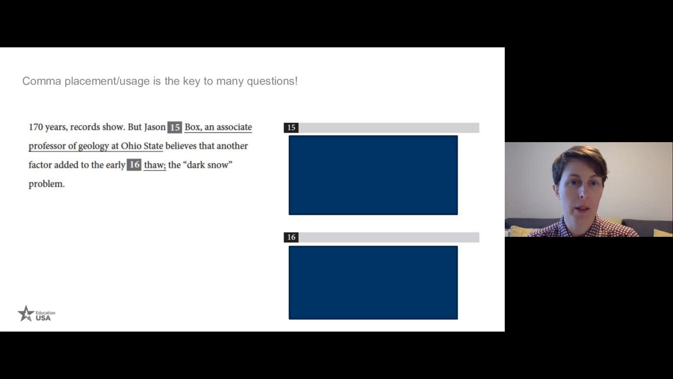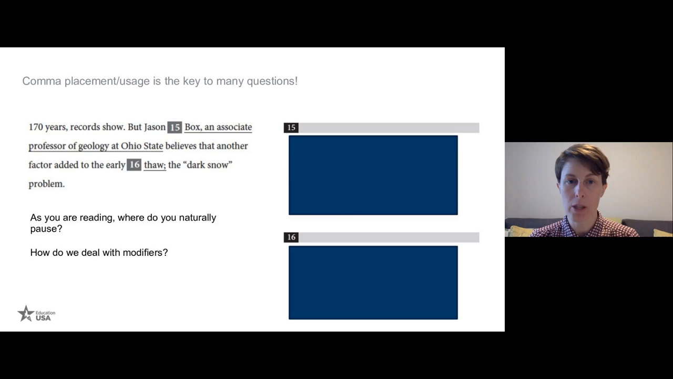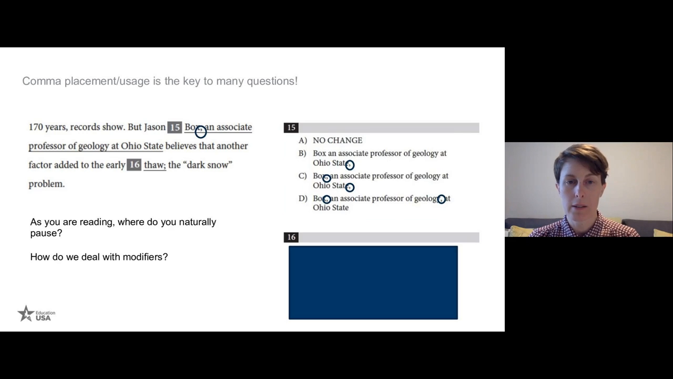And so we can see Jason Box, an associate professor of geology at Ohio State. This is a modifier of who Jason Box is, right? Anytime you can take out a piece of information and keep reading the sentence without it, that's a piece of information that was modifying the noun before it, right? So Jason Box believes that another factor added to the early thaw. So everything in an associate professor of geology at Ohio State, as people are mentioning, should be locked in with a comma.